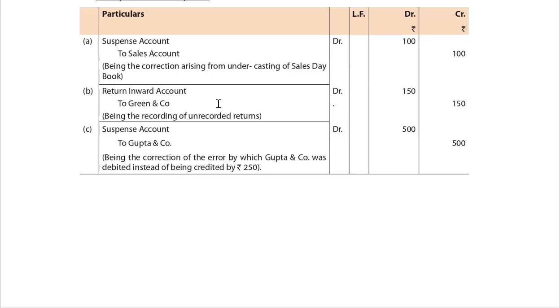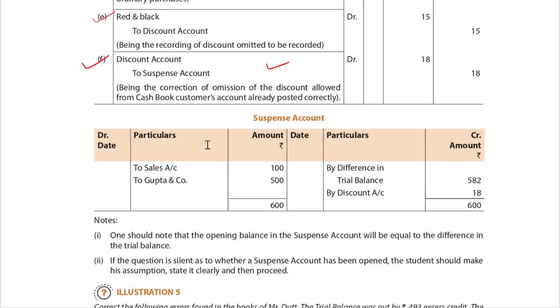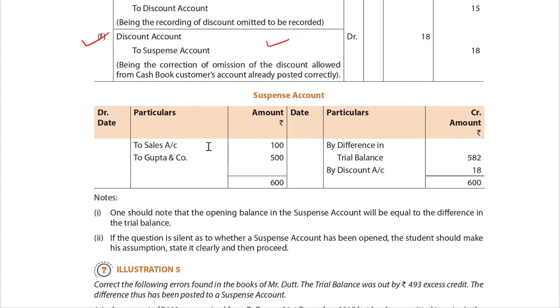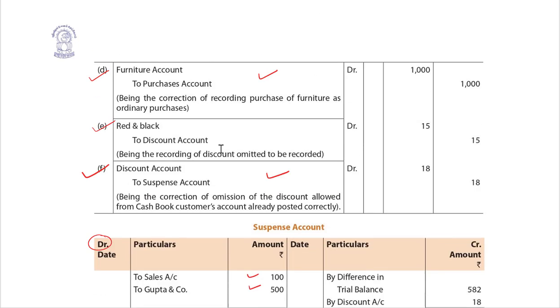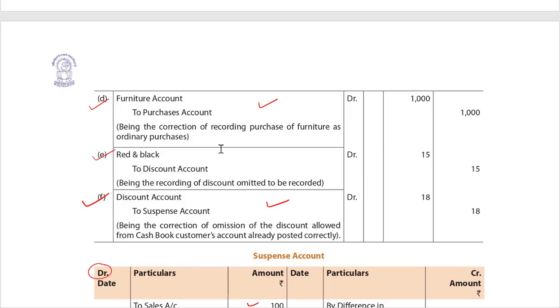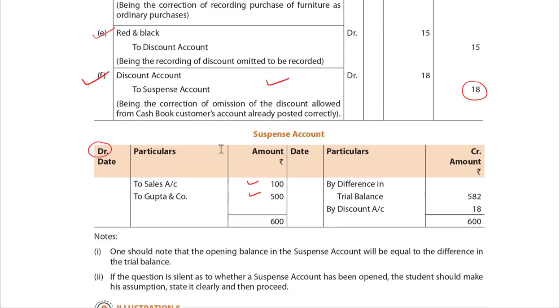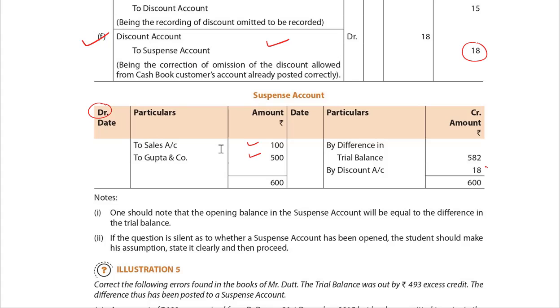Now let's see, students, how many suspense account entries there are. In A we have suspense account debit 100. Over here in C we have suspense debit 500. And we are preparing the suspense account over here. So you can see suspense account debit we have 100 and 500. Then suspense account credit is 18. This is the balancing figure 582. This 582 difference will go to difference in trial balance.